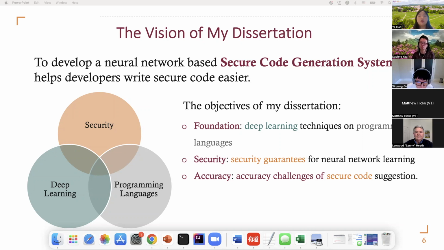First, we focus on the foundation. We care about how to harness deep learning techniques to deal with programming languages. Second, we care about security. It requires the security guarantee that the neural networks are learning on secure code. Another important aspect is accuracy. To improve the accuracy, we need to identify and address the specific accuracy challenges of secure code suggestion.